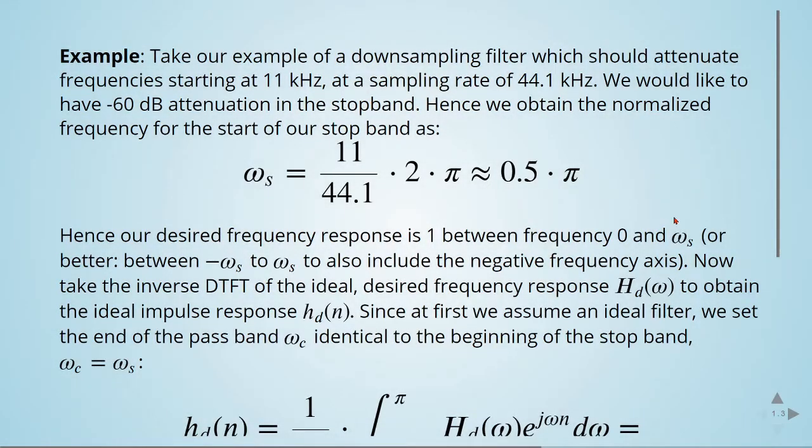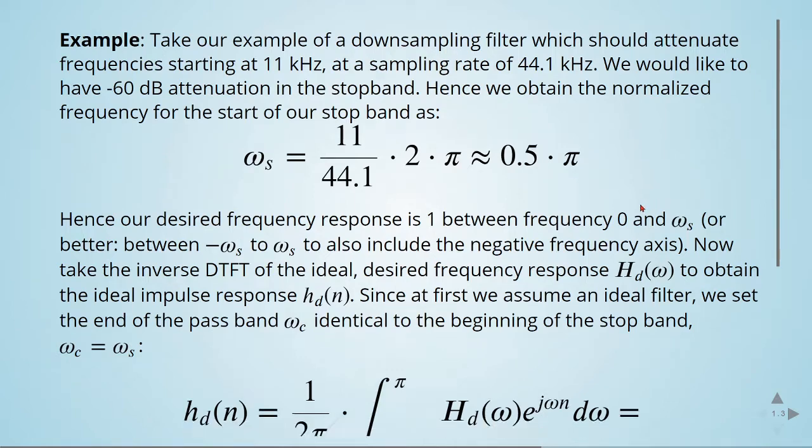Let's go back to our example of a downsampling filter, which should attenuate frequencies starting at 11 kHz at a sampling rate of 44.1 kHz. We would like to have minus 60 dB attenuation in the stop band. Hence, we obtain the normalized frequency for the start of our stop band as 11 divided by 44.1 times 2 times pi, and we have 0.5 pi. This is the start of our stop band.